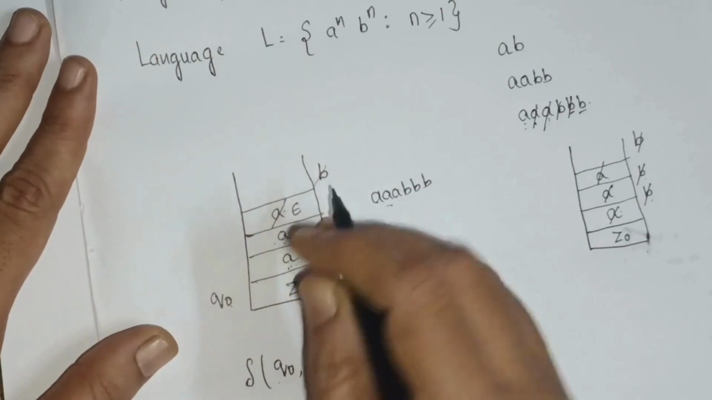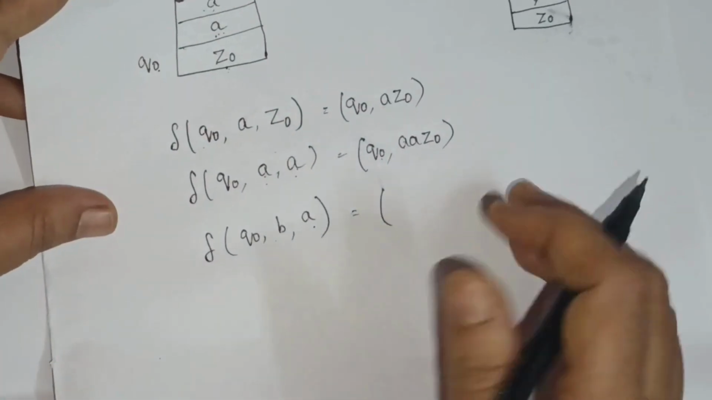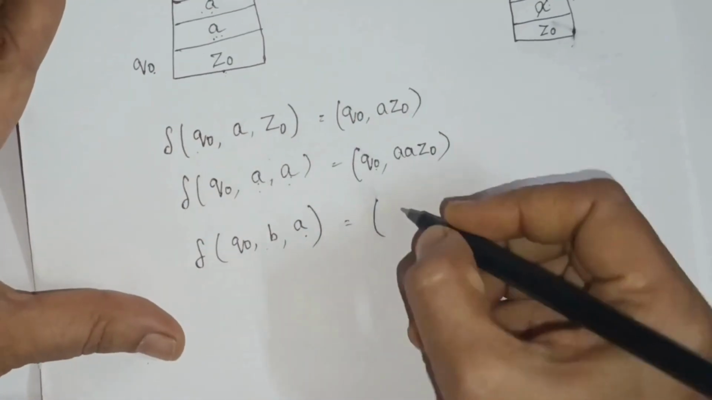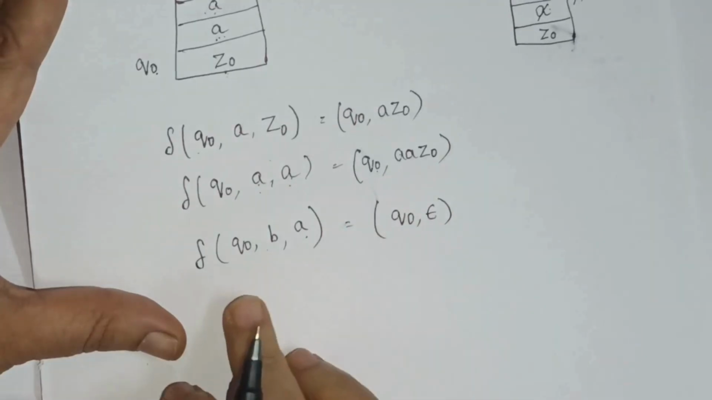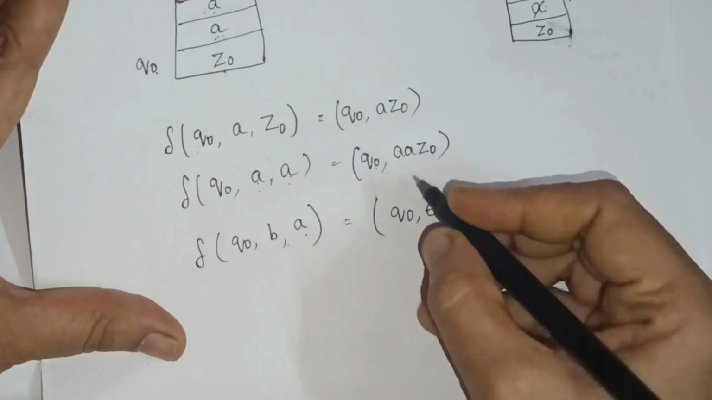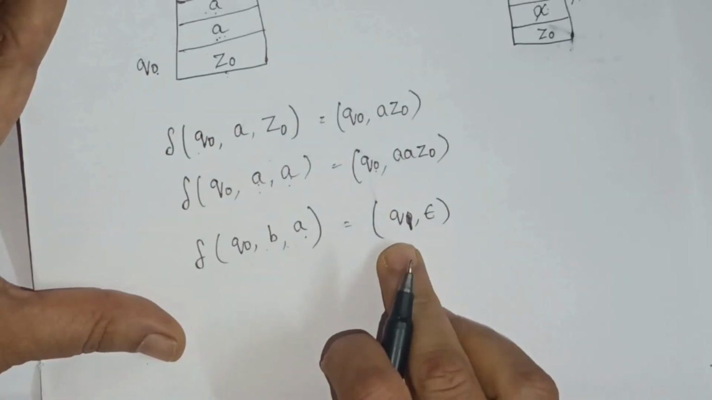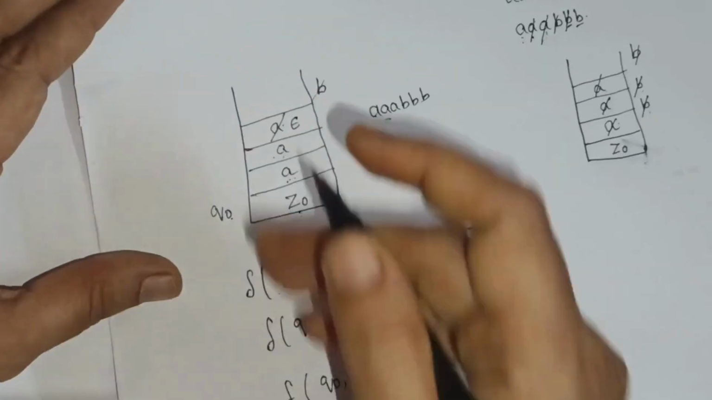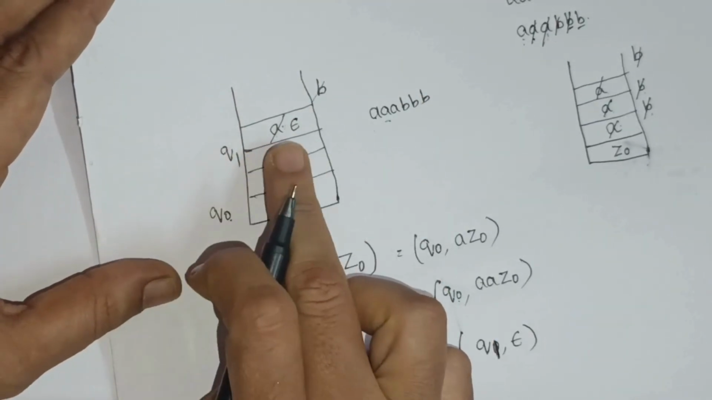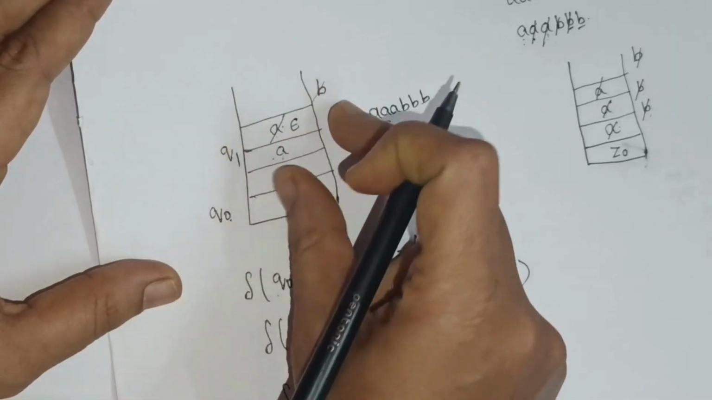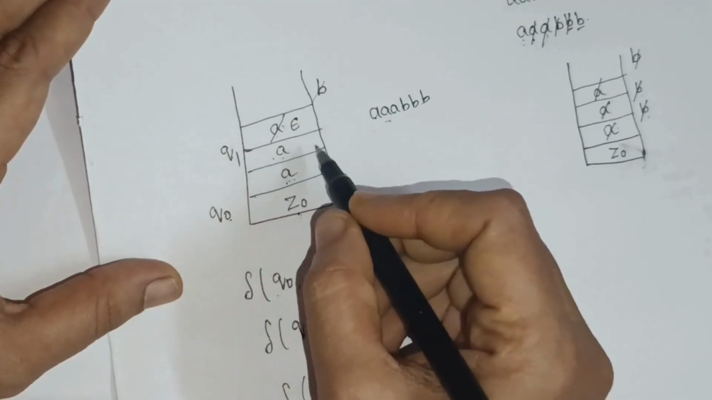No input symbol means it is epsilon. So hence we will write it as Q naught, B, A means popped out. We will write it as Q naught comma epsilon. So it is changing, some action is performing. Hence we will change the state to Q1. Now the state has been changed to Q1 because 1 A, 1 B has been matched. So change the state to Q1.